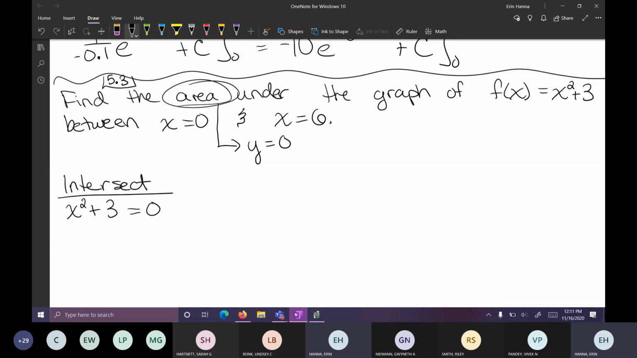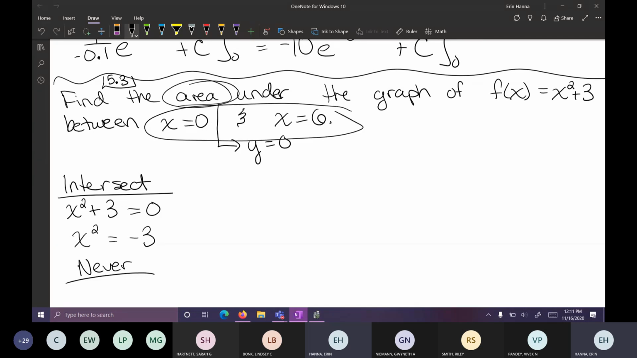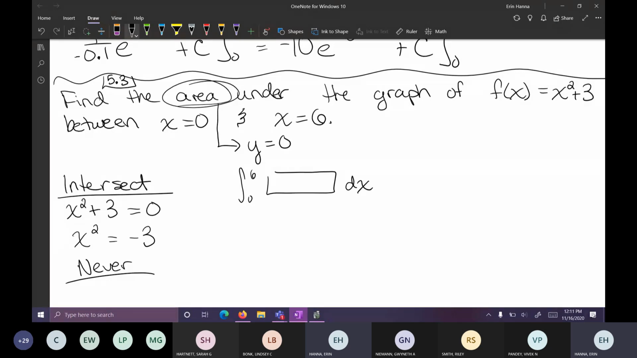Wait, no, does that not intersect at all? Oh, okay. If you started to solve this, you would get x squared equals negative 3, which for our intents and purposes doesn't happen in our class. We don't deal with imaginary numbers, so this just doesn't happen. So if they never intersect, then you just go over the interval that they give you. So they give us an interval from 0 to 6, so we don't need to split it up at all. So we just need to find the integral from 0 to 6 of whatever we're working with.